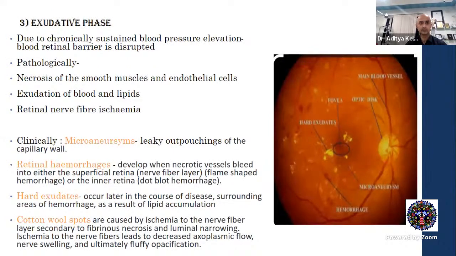Then the third phase is the exudative phase. Here, the chronically elevated blood pressure leads to blood-retinal barrier breakdown. And then pathologically, it causes necrosis of the smooth muscles and endothelial cells, exudation of the blood and lipid, retinal nerve fiber ischemia, which clinically is translated as microaneurysms, the leaky outpouching of the capillary walls, retinal hemorrhages, hard exudates, and the cotton wool spots.